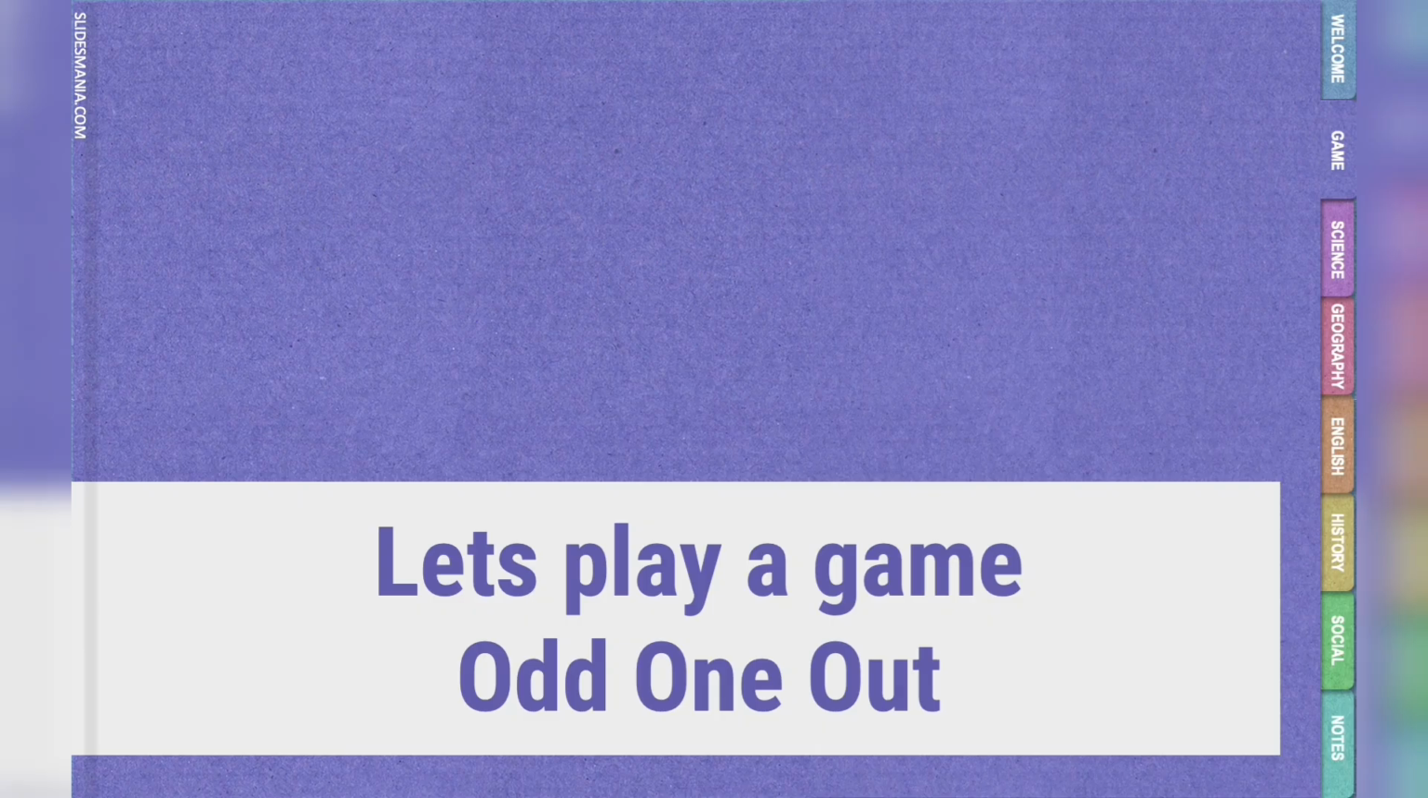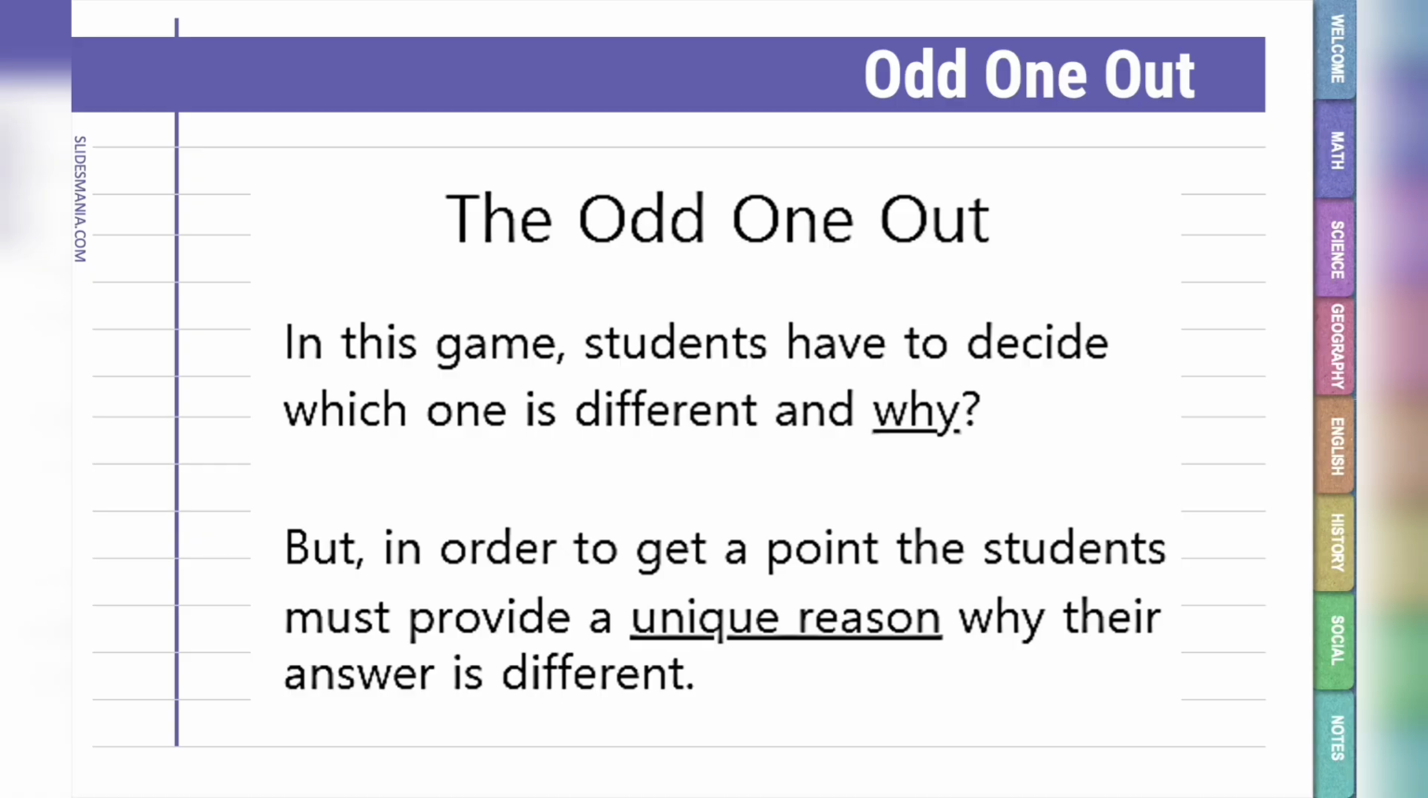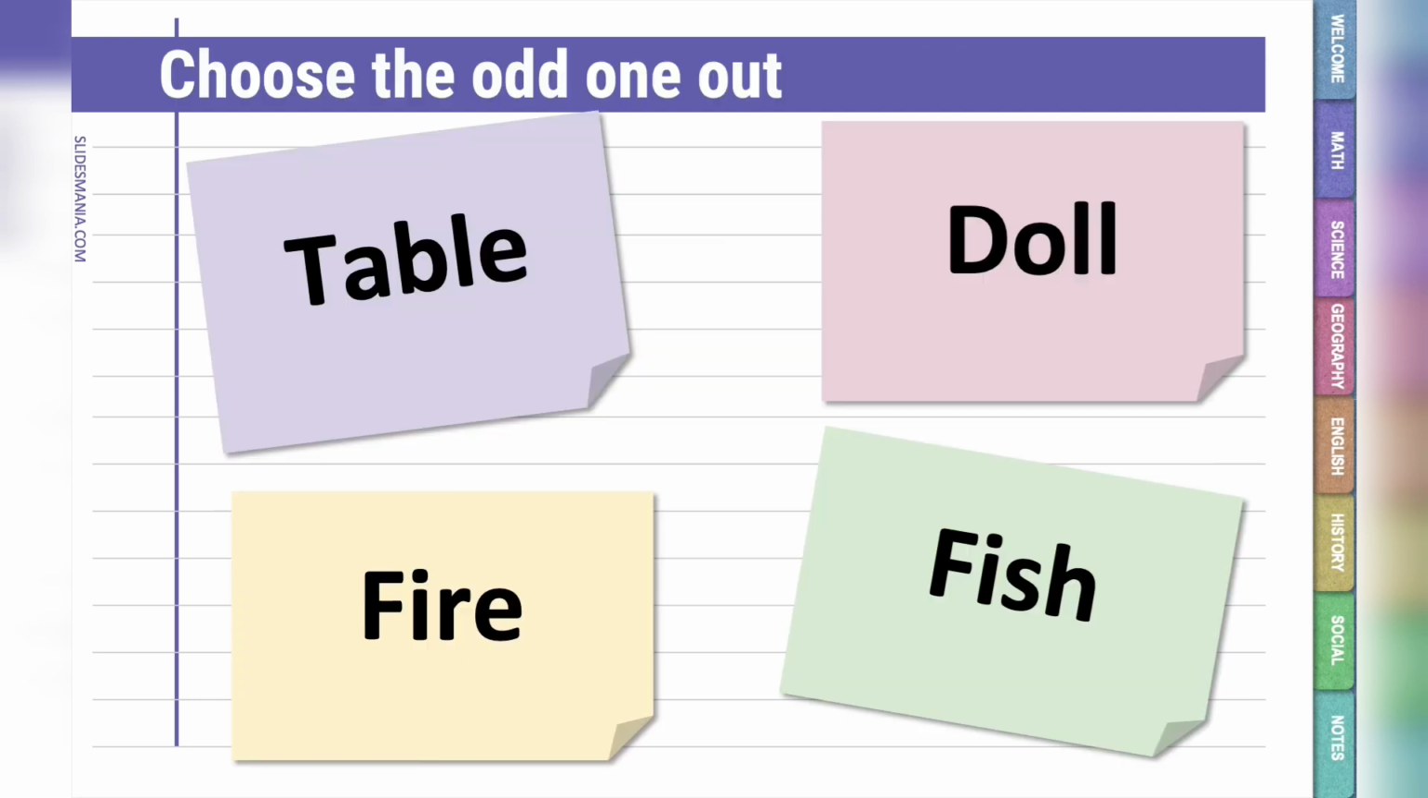Now let's play a game. It's called Odd One Out. In this game, I'm going to give you 4 words. One is different. Now you have to find which is different and why it is different. There will be a reason. There are 4 words: table, doll, fire, and fish. Which one do you think is the odd one out over here? Fish. And why do you think fish is the odd one out? Because it's a living thing and others are non-living things.